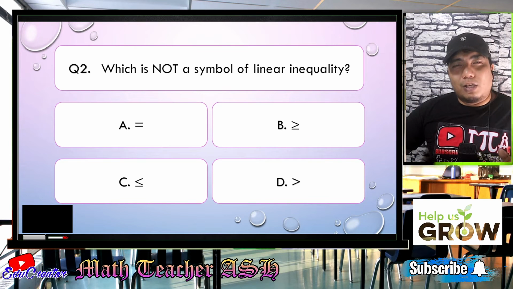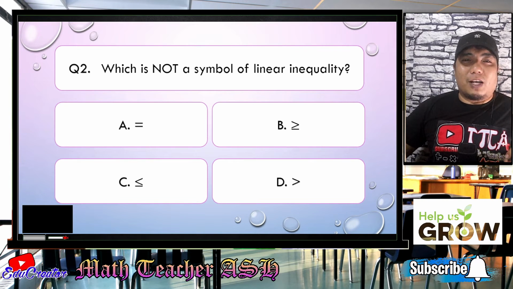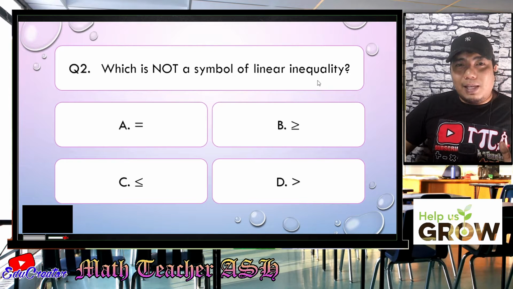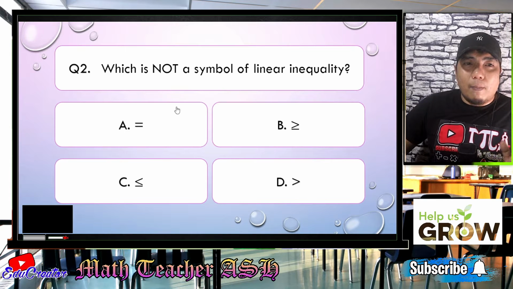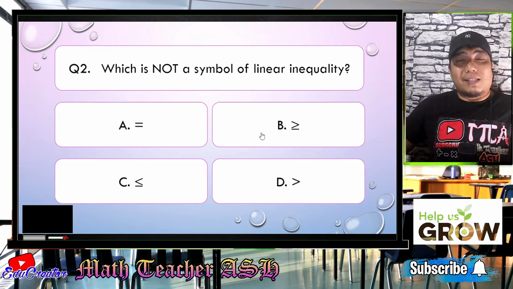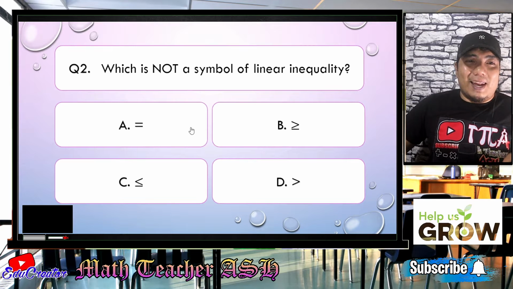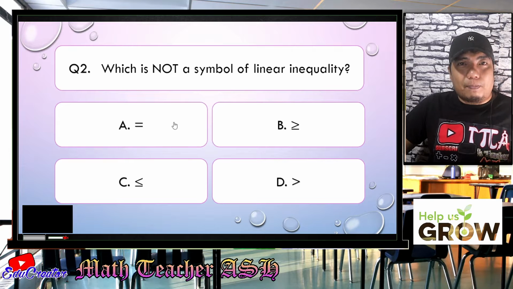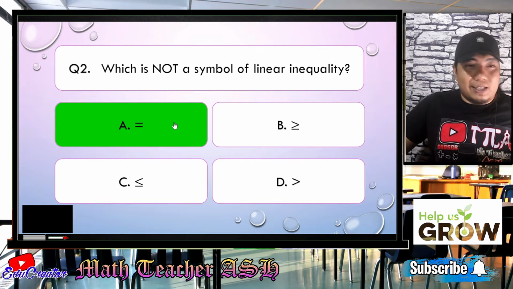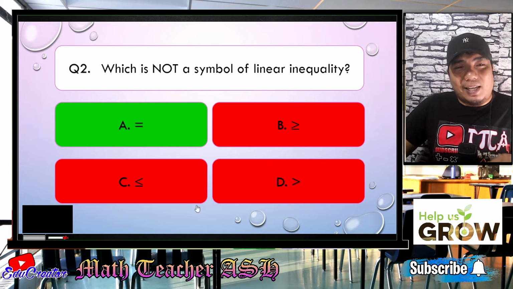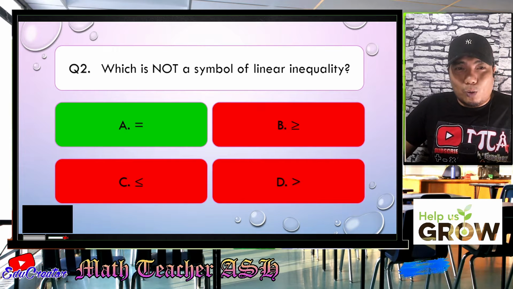Alright, math learners, this is another easy question for us because talking about inequality, inequality means not equality, not equal. So among here, there is only one symbol that represents equal, and that is letter A. So letter A is the symbol that is not a part of inequality. Alright, we are correct. Easy, right? My dear math learners, very easy. So now let us go to question number 3.